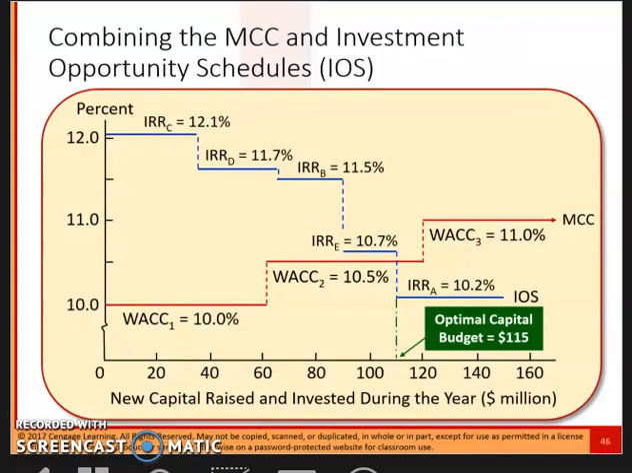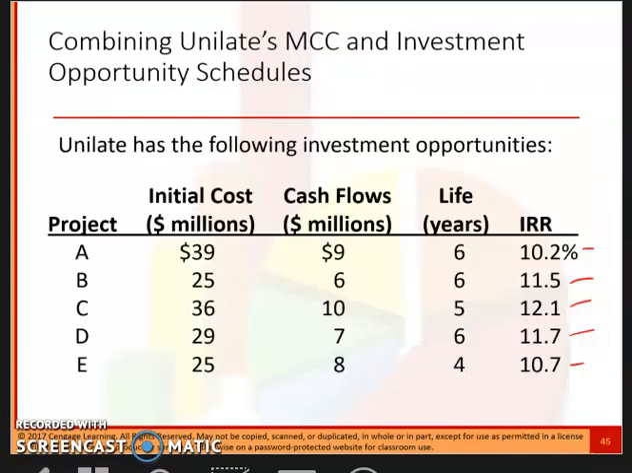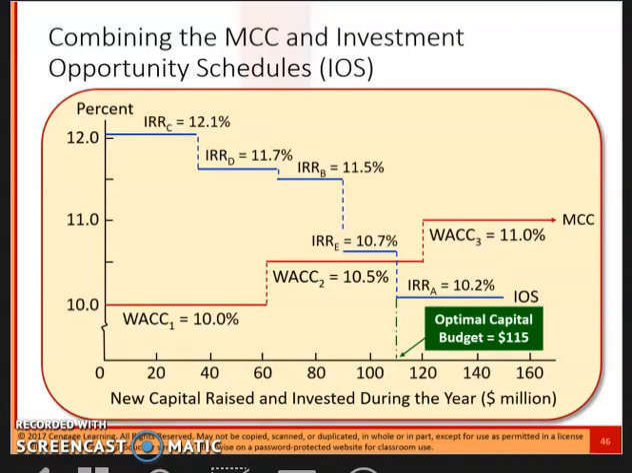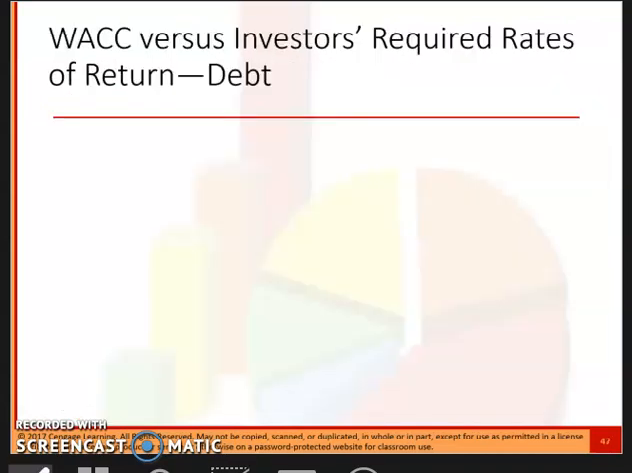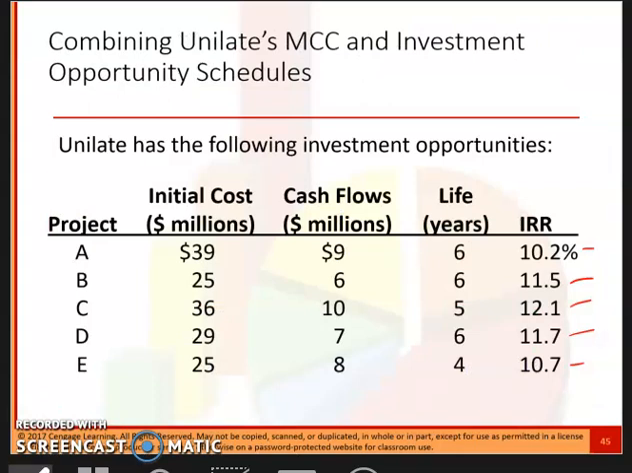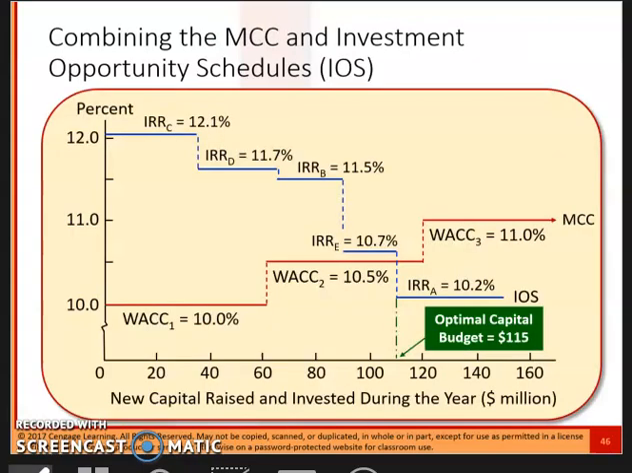So our first project was 39 million, I believe, at 12.1%. I'm going to have to go back and forth to keep track of these. So start over here. The first one we're going to accept is C. That's 36 million, so it's going to fall right here.